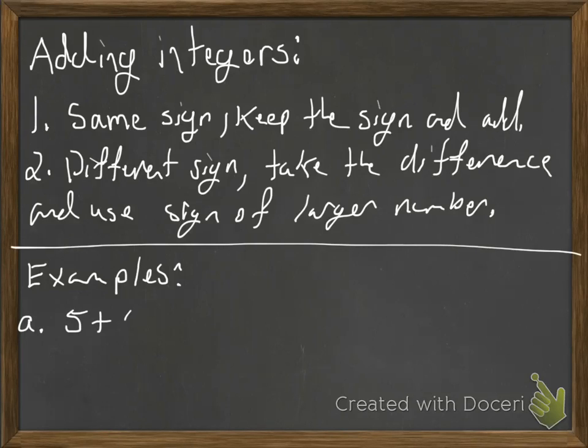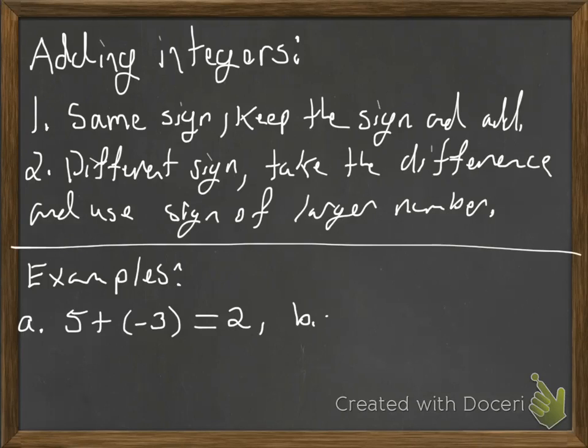So let's say we have 5 plus negative 3. I'm just adding them. So I want to know, do they have the same sign or do they have opposite signs? They have opposite signs, so I'm going to find the difference. The difference between 5 and 3 is 2. And the number 5 is larger than the number 3, and the 5 was positive, so we keep the positive. Okay, and a positive 2.